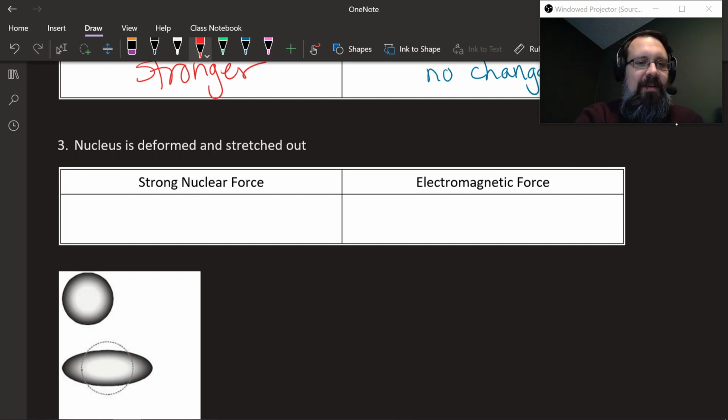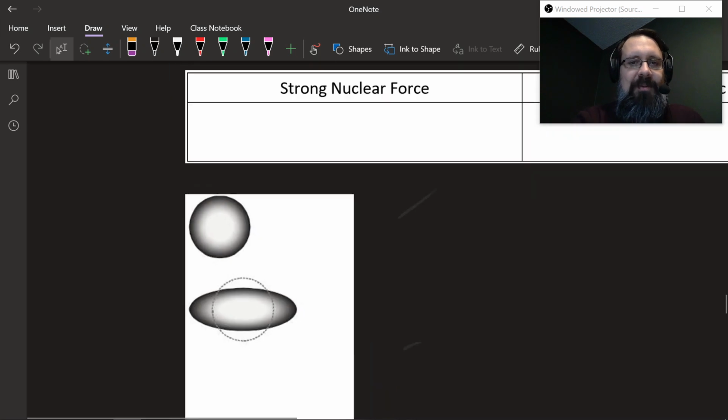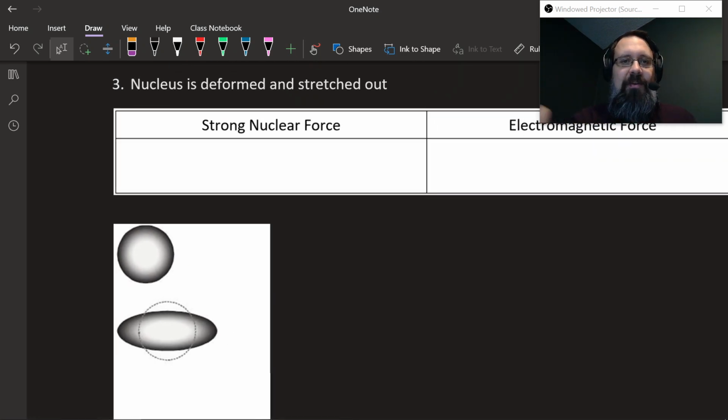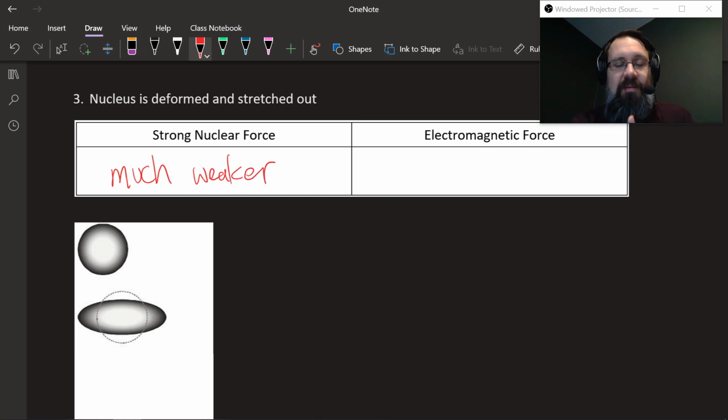Here's a picture of a nucleus that has been stretched out. So what'll happen to the strong force if we stretch out the nucleus? It'll get weaker. Yeah, it'll get much weaker, and that's because at large distances, the strong force goes away. What about the electromagnetic force? It'll get a little bit weaker.